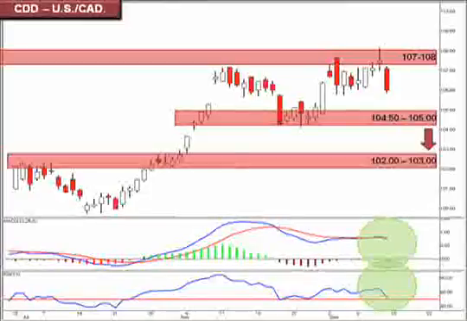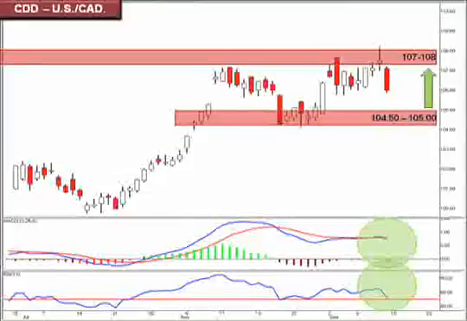We have to keep in mind that we do have the FOMC meeting on Tuesday the 16th at 2:15, in which case anything can happen. The possibility of a consolidation at the 104.5 to 105 cannot be overlooked. 107 to 108 still remains a very significant resistance level. However, if prices should break through that, we're still targeting the 110 to 111 as the next possible area of resistance.